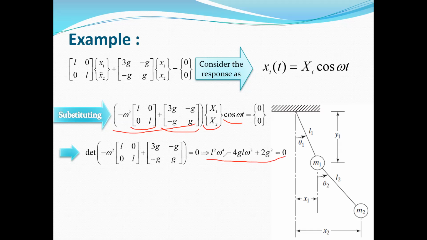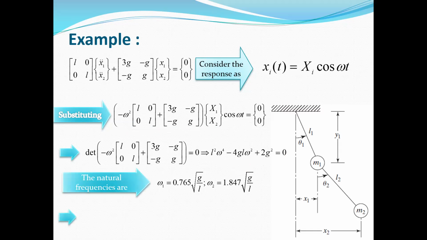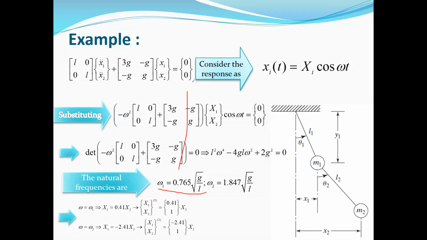Again, instead of omega squared, you substitute alpha, for example, and you can solve and obtain omega 1 and omega 2. By solving this algebraic equation, you can obtain the natural frequencies for your system. The first natural frequency is this term, 0.765 multiplied by the square root of g divided by L. And the second natural frequency is 1.847 multiplied by the square root of g divided by L.